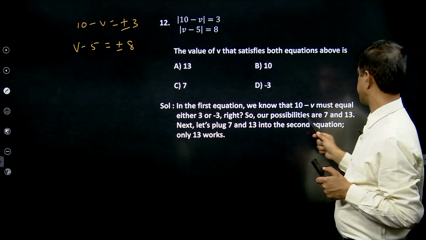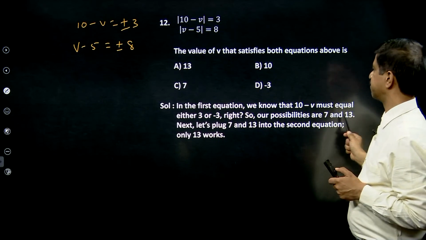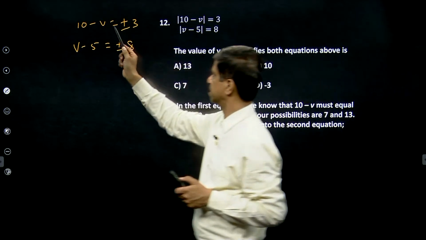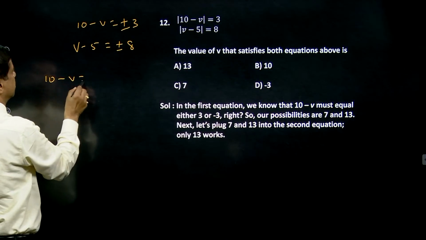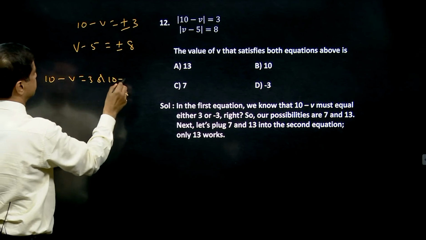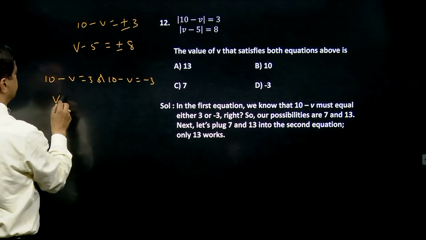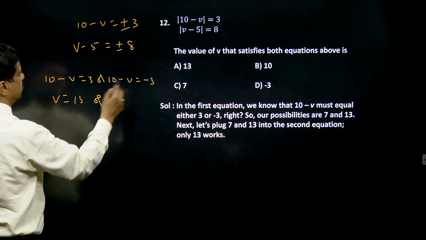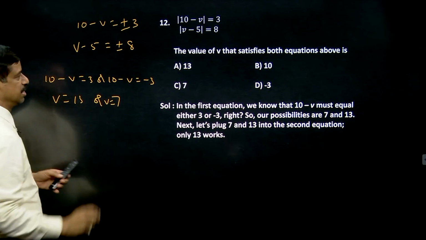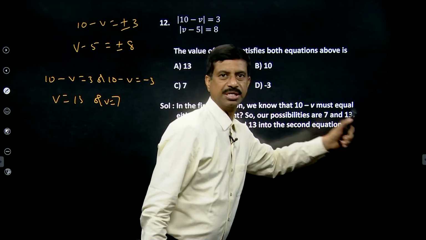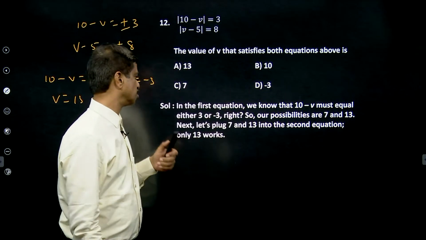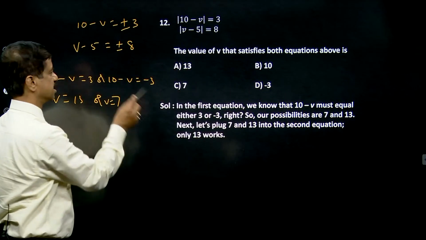So our possible values of v are 7 and 13. You see from here, if you take 10 minus v equal to plus 3 or 10 minus v equal to minus 3, so v equal to 7 or v equal to 13. That's what he is mentioning. Must be 7 or 13. Right, children?